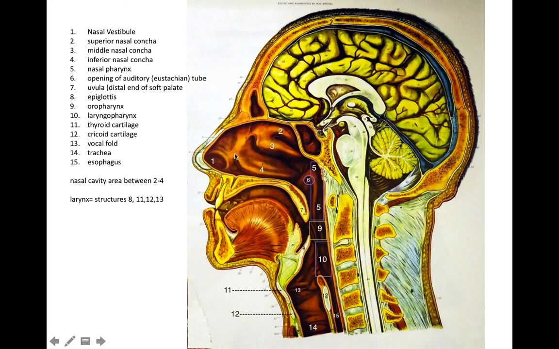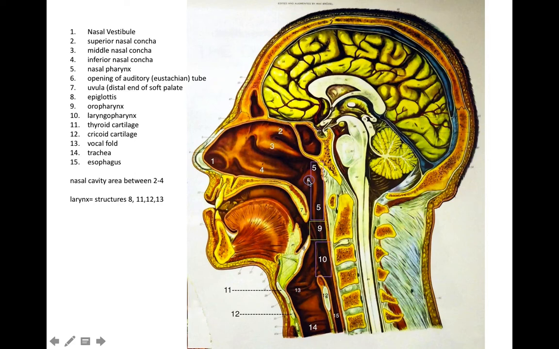This is your chart. We'll go through it real quick, and you should know this by heart by now. Number 1, nasal vestibule. What kind of epithelium? Stratified squamous. What structure is in here? The vibrissae, the nose hairs. Here's your nasal cavity. Superior, middle, and inferior nasal conchae. What kind of epithelium lines the nasal cavity? Respiratory epithelium, PSCC. Frontal sinus, sphenoid sinus.